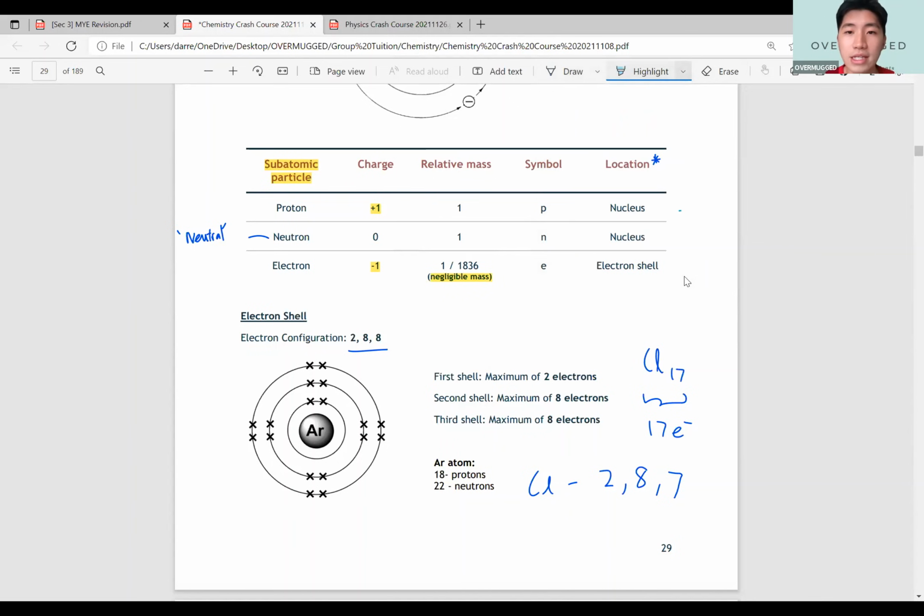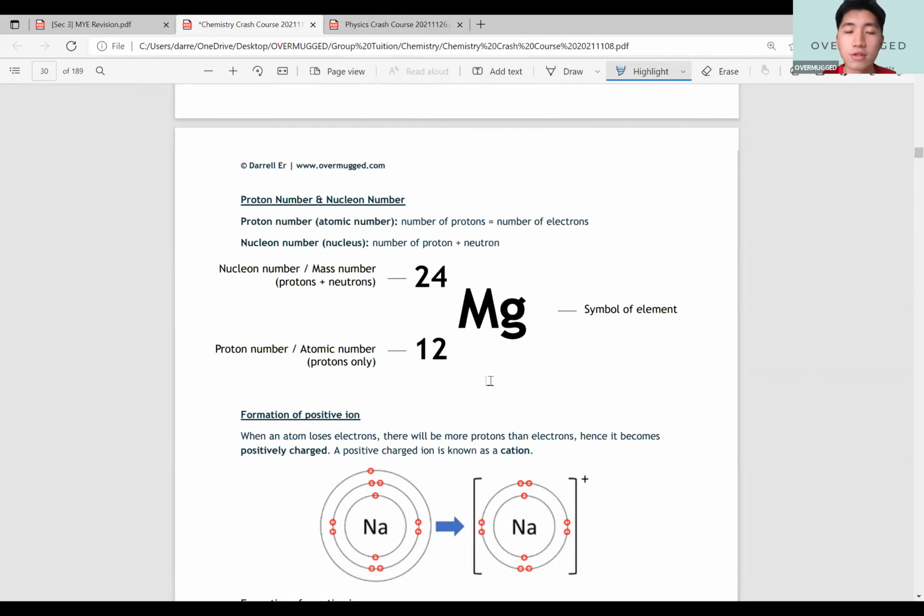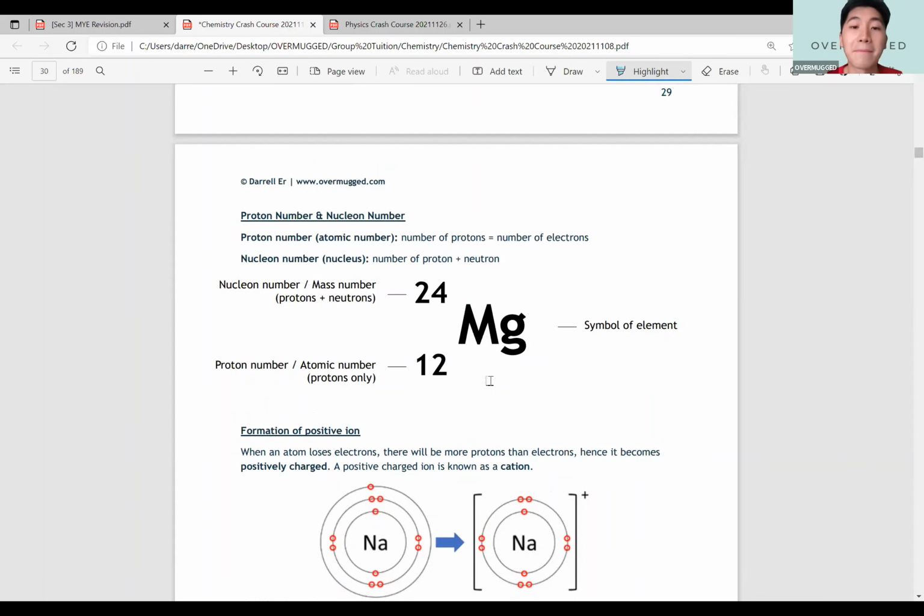So why is this part on knowing the location of protons and neutrons important? It's because if you move over to the numbers here, right? In your periodic table, you'll see plenty of numbers. For example, hypothetically, if you're looking at magnesium, it is 24 and 12. Now, 24 refers to the mass number. It implies the total number of protons plus neutrons.